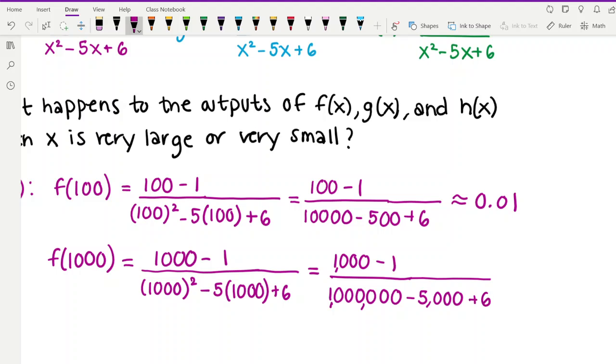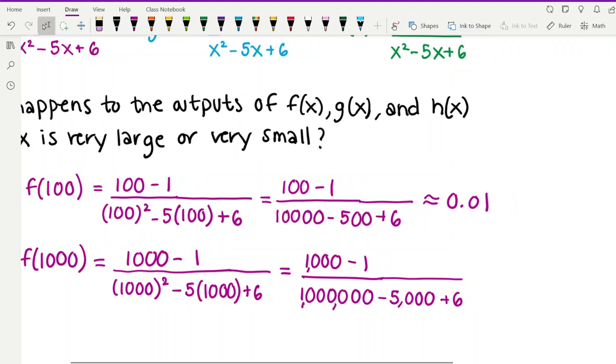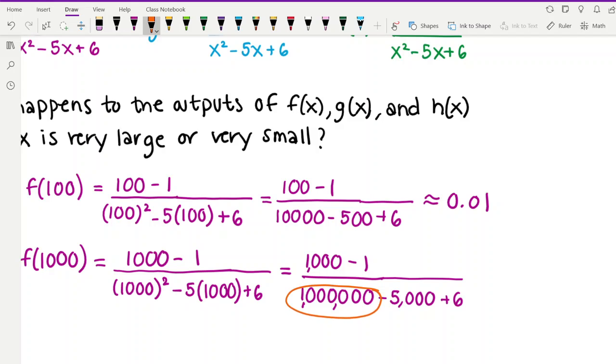plus 6. So once again, without getting too specific about exactly what this number equals, you should already be able to tell this denominator is so much bigger than the numerator, right? 1,000,000 has 3 extra zeros compared to 1,000. And so this fraction is going to be even tinier than the one above it, right? Because again, just think of a fraction where the numerator is significantly smaller than the denominator. It's going to be a very small fraction. And so if you type all of this into a calculator, you'll see that it's equal to about 0.001.